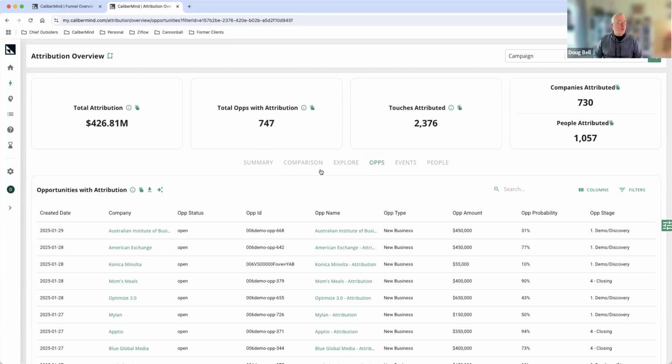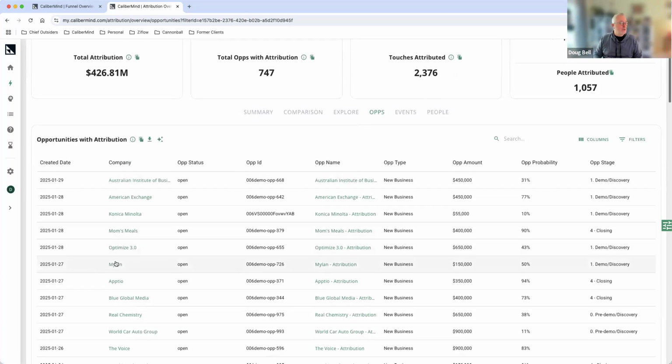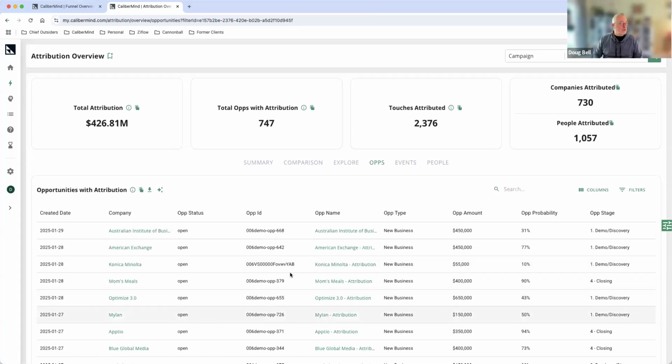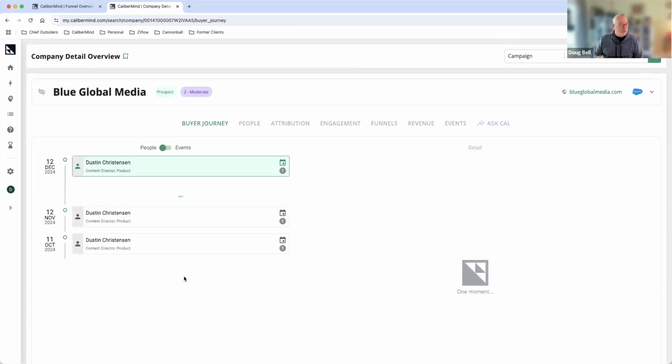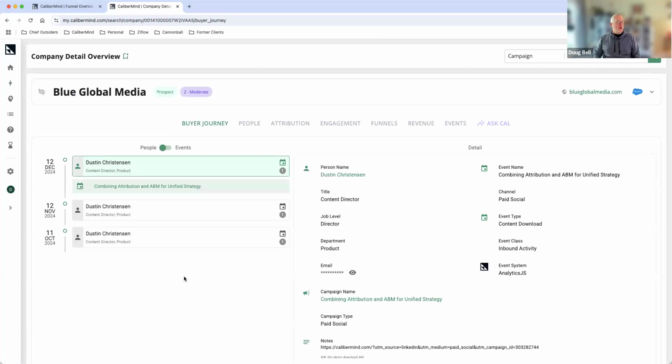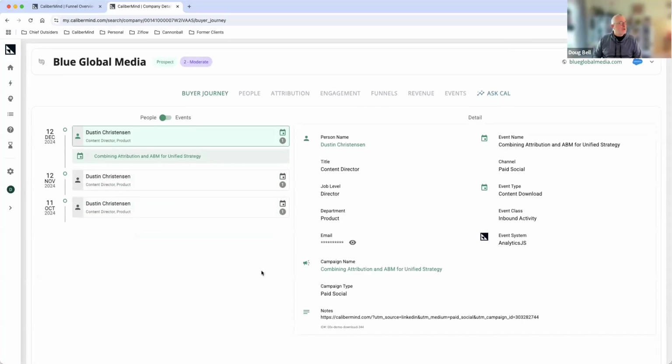So in this case, what we're going to do is pop a look into an opportunity here. We're in our attribution product, taking a look at some demos that are out here. I'm going to go with Blue Global Media, and I'm going to take a look at this buyer journey. So what we're seeing here is the people journey. And this looks like fairly limited interaction right here. We're seeing this guy, Dustin, come through. Their buyer journey so far has really been pretty limited to interactions with the website.